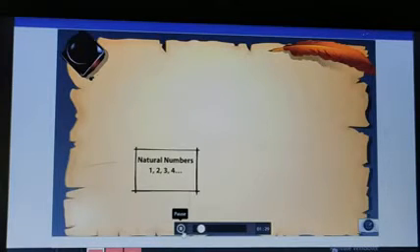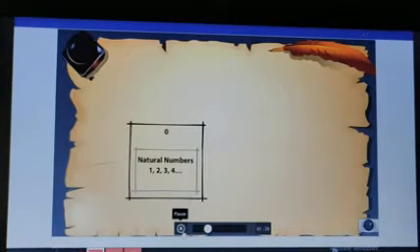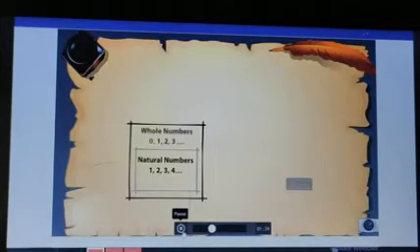Early man started counting with 1, 2, 3, 4 and so on. These are counting numbers or natural numbers. Next, 0 was added to the system of natural numbers. This new system of numbers came to be known as whole numbers. Now the question arises, what was the need of 0?